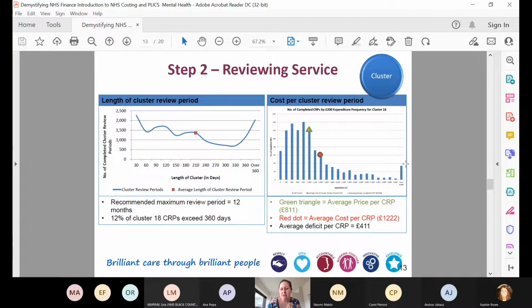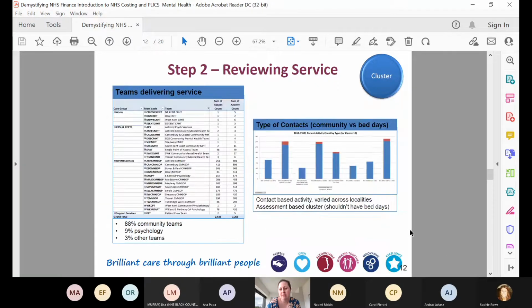And then we also looked at our costings. So our nice green triangle here was how much we were being paid by our commissioners, and our red little dot over here was how much it was costing us. So instantly we had a mismatch, and we were getting a deficit per cluster review period of £411. You can see from the graph, though, significant variation in terms of cost across those cluster review periods.